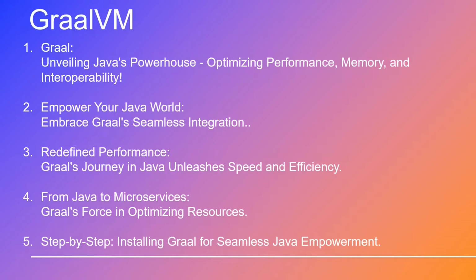Graal redefines Java performance: faster execution, minimized memory usage, and unmatched language interoperability. Graal's significance extends to native microservices. Picture optimized resources and unparalleled speed. Graal powers this efficiency. Let's embark on this Graal journey. Witness its transformative impact on your Java approach and native microservices, making development smoother and remarkably efficient.